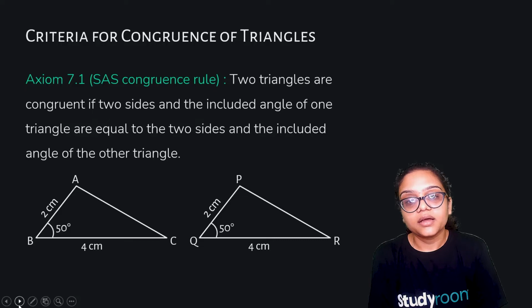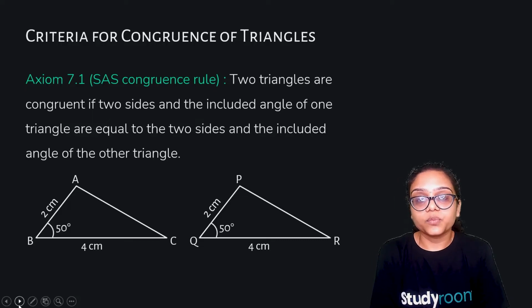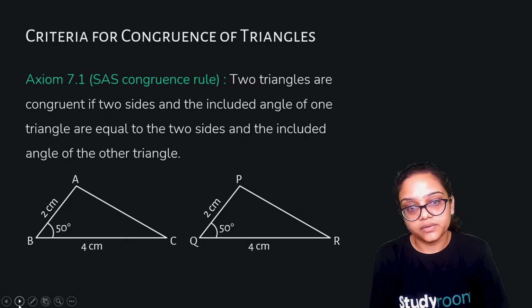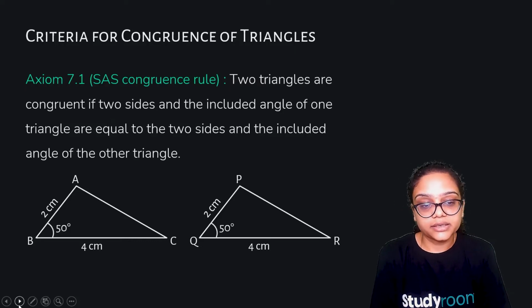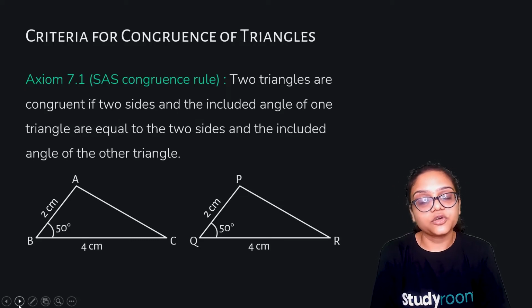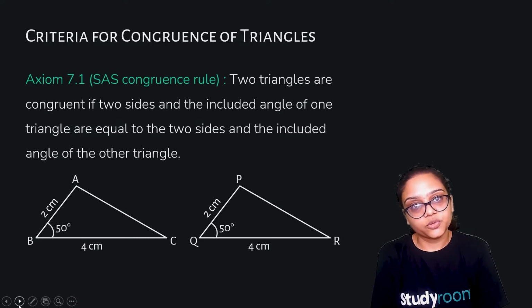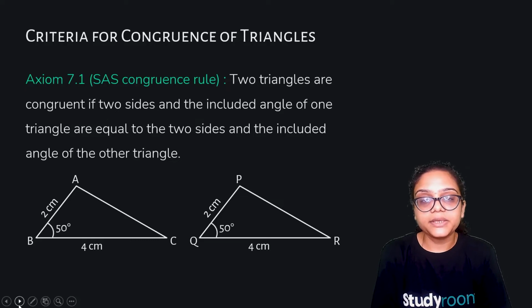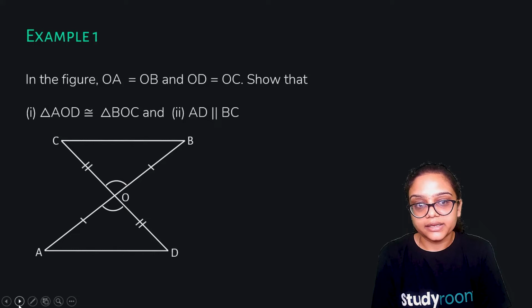Side angle side. Two triangles are congruent if two sides are equal in length and the included angle is also equal. You can see it here. BC is equal to QR, AB is equal to PQ, and angle B is equal to angle Q. So triangle ABC is congruent to triangle PQR by side angle side.